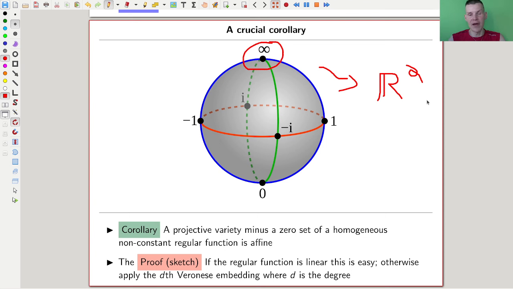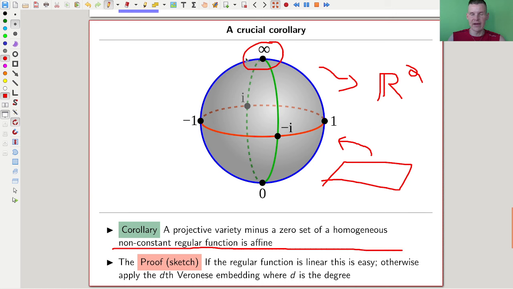The corollary I have in mind here is the following: a projective variety minus the zero set of a homogeneous, let's say non-constant, function is affine. So you take something out of a projective variety and you make it affine. And this is exactly the slogan I was trying to sell in the previous few videos, that projective is the closure of affine. Exactly like my picture here, if you take the plane in your hand and wrap it up at infinity, you get the Riemann sphere. And the corollary is the other way around: you take out the point and you get the plane again.